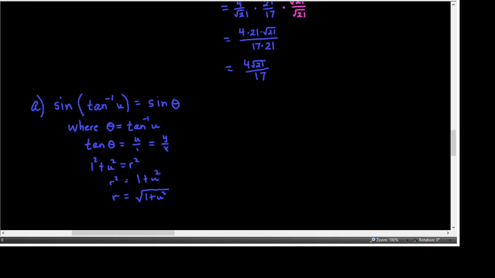And if u were a number, we could simplify that, but we don't know what number it is, so the best we can do is to write the expression for r, square root of 1 plus u squared. Now, going back to the original problem, sine of theta is y over r.